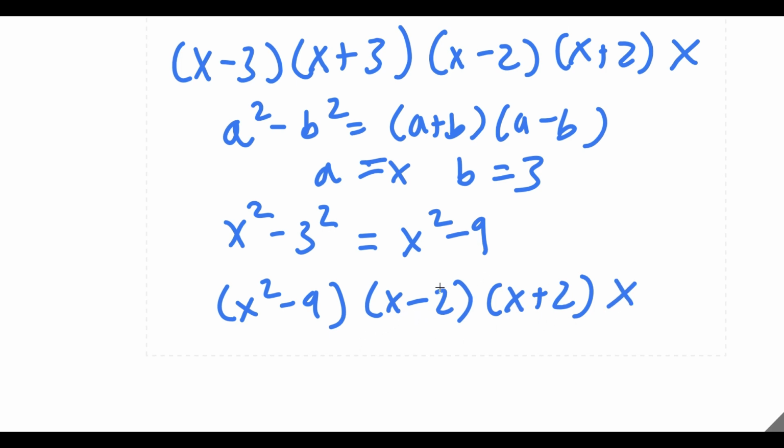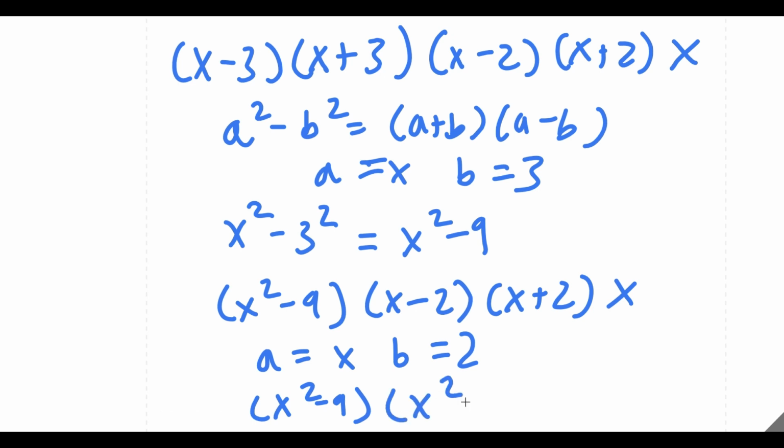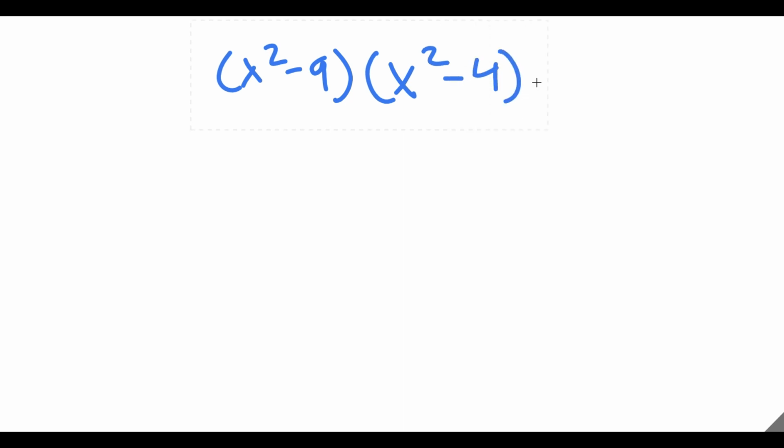Now I'm going to do the same thing for x minus 2 times x plus 2. In this case, a is equal to x and b is equal to 2. So this will get me to x squared minus 9 times x squared minus 2 squared times x. Now x squared minus 2 squared is simply x squared minus 4. So I have x squared minus 9 times x squared minus 4 times x.